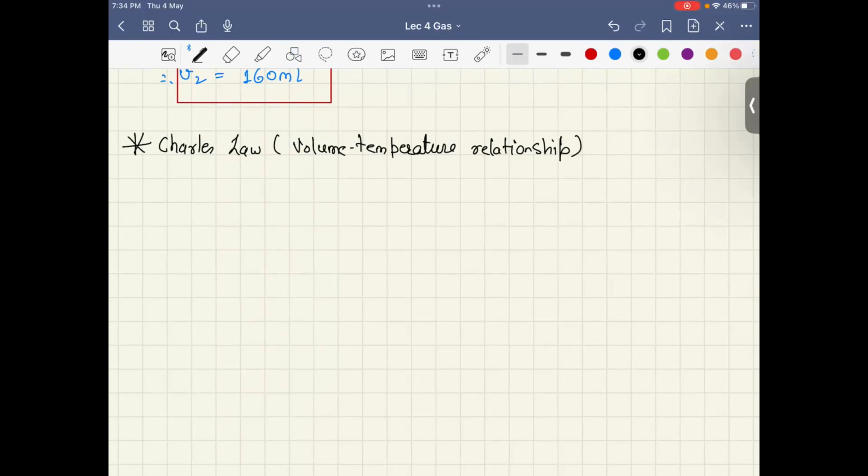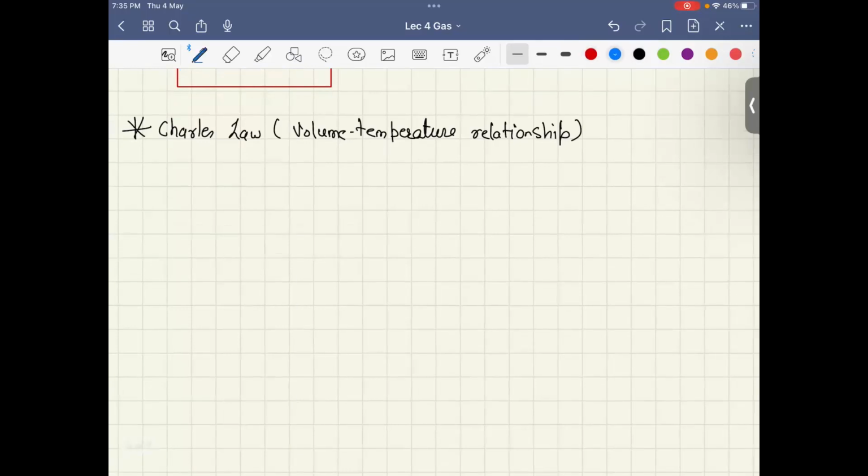So let us move on to the next topic, which is Charles' law, also known as the volume temperature relationship, right? In 1787, a French scientist Jacques Charles studied the effect of temperature on the volume of gas at constant pressure, and the studies were extended by Gay-Lussac in 1802. The following general observation about the relationship between the temperature and volume of a gas was made, which is known as Charles' law.